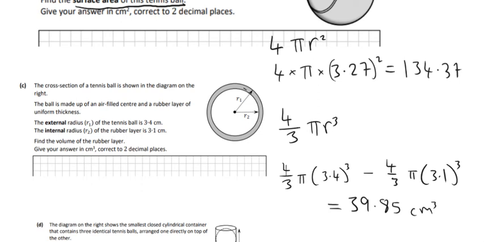That's taken the volume of the full tennis ball, and then we subtract the volume of this sphere in here, this white bit in here, and that will just leave us with the little rubber bit. Therefore that 39.85, that's the volume of the bit of rubber.